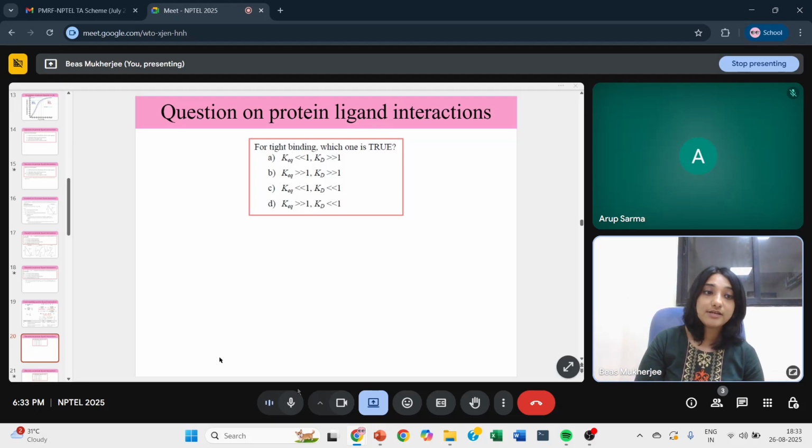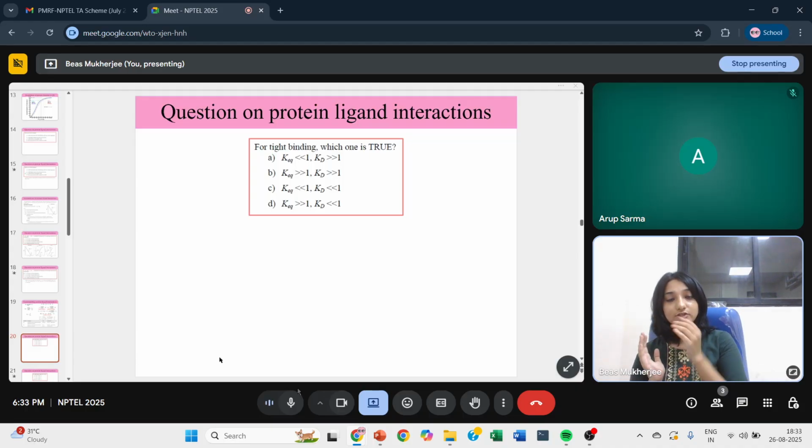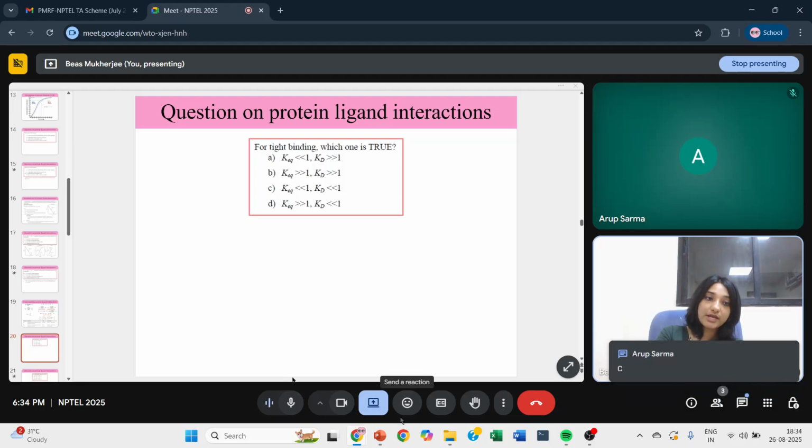For a tight binding, which one is true? So K equilibrium, should it be much less than 1? So should it be negative? And KD, should it be more than 1? And which one do you think is the right one? So K equilibrium and KD relation for tight binding. Now when dissociation constant is written with respect to thermodynamics, then this way it is written.